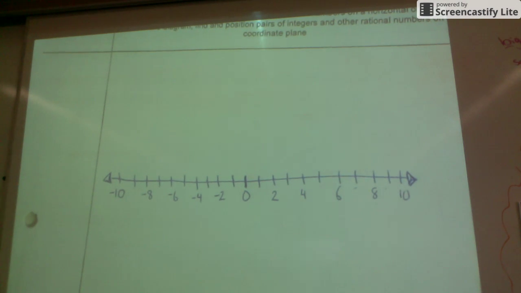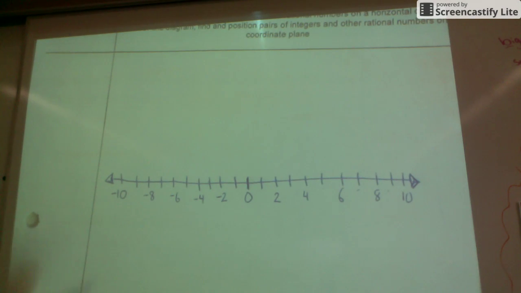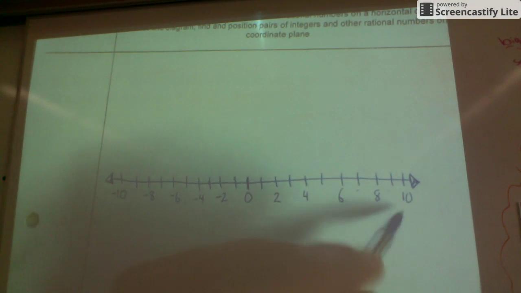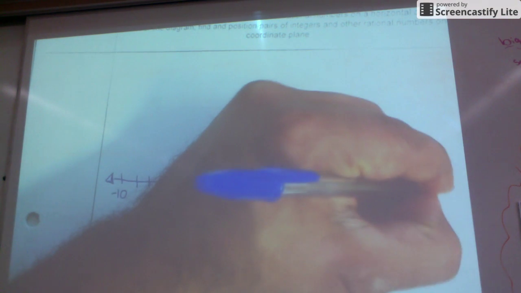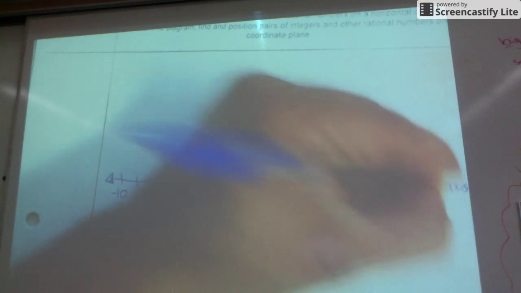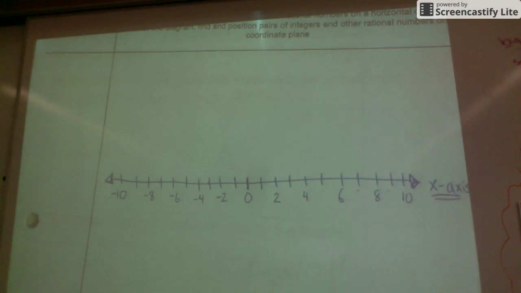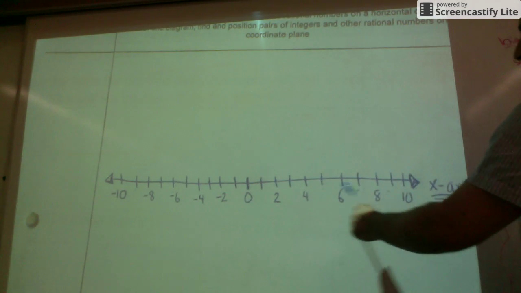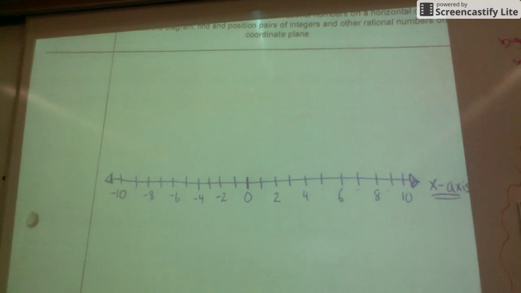Now, when we're talking about coordinate planes, we actually need two different number lines, and this one is the one that goes left to right, and it's called our x-axis. Okay. So we're going to talk about that a little bit later. But our number line that goes left to right is called our x-axis. Okay. So we still have positives, we still have negatives. Okay. But now we're going to do something a little bit different. We're going to add another number line to it, but this one is going to go up and down.